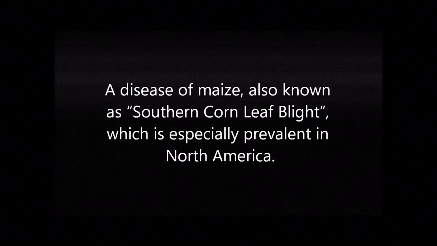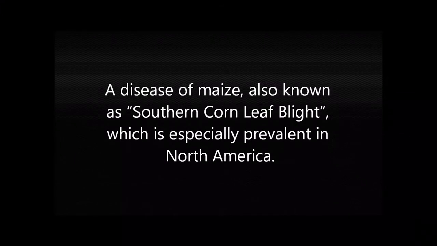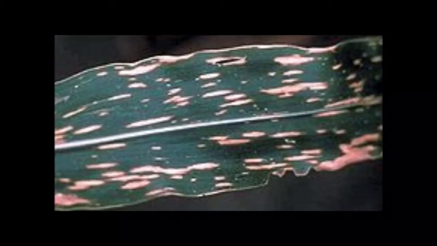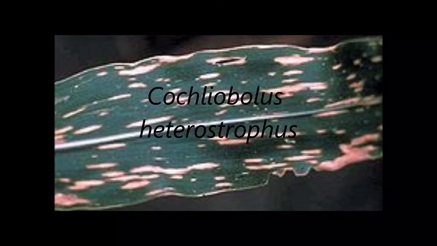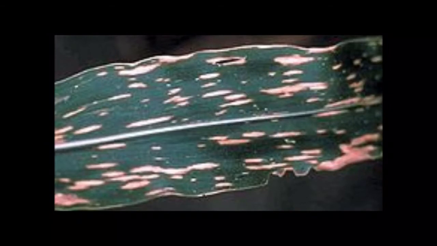Unfortunately, not all fungi in Ascomycota are good. One case of this is a disease of maize known as southern corn leaf blight, which is especially prevalent in North America. It is brought about by Cochliobolus heterostrophus. It basically poisons the leaf.